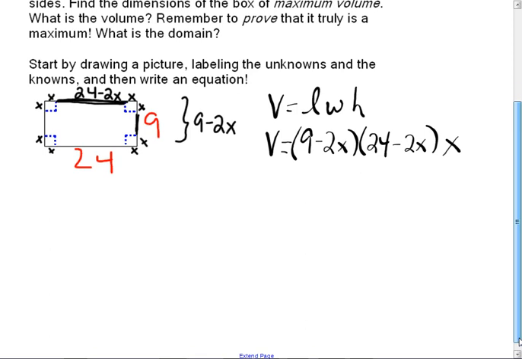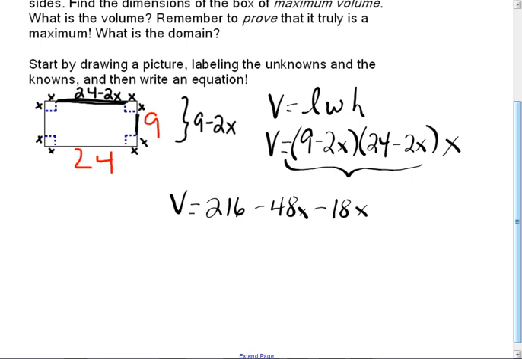Well, we got to multiply that out. So what's 9 times 24? I would choose to do these binomials first. It's 216. Now what are you going to get? Minus 48x. You guys should be doing it with me. And then minus 18x, right? Plus 4x squared. And we're going to multiply that by x. This is all algebra, no calculus. So first FOIL. I foiled first. It's easier to multiply, to me.